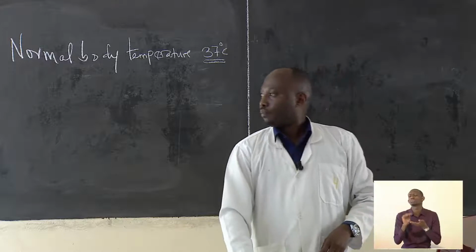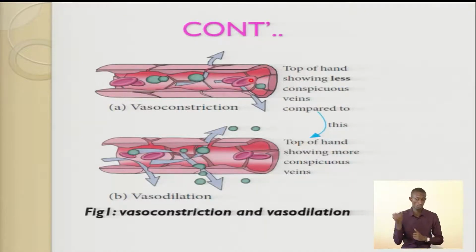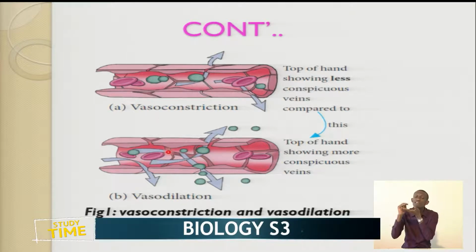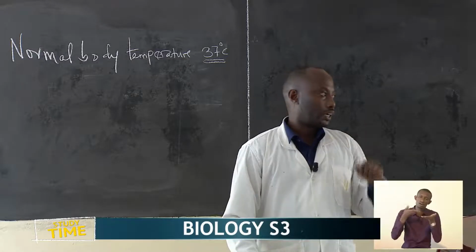We have a diagram. This one is called vasoconstriction, where the top of the hand shows less conspicuous veins compared to that one, where the veins are more conspicuous. The diagram tries to show vasoconstriction, and that diagram tries to show vasodilation. So vasoconstriction is when the temperature is very low, when there is a decrease in temperature. Then vasodilation is when the temperature is very high.